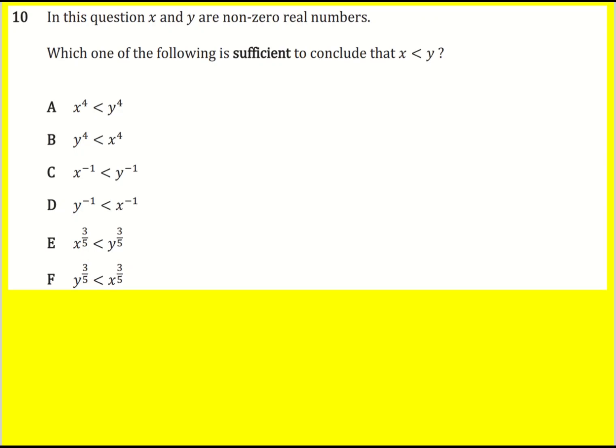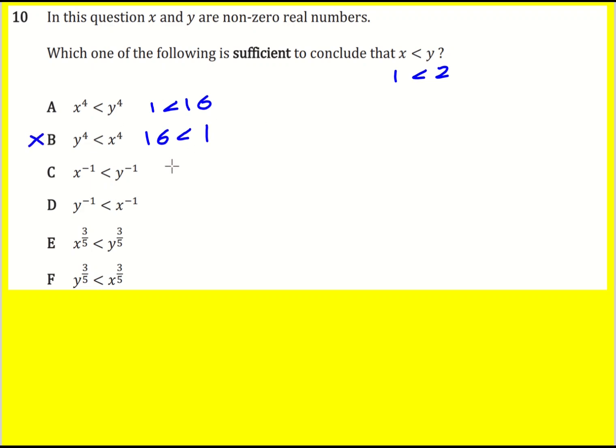Which one of the following is sufficient to conclude that x is less than y? I'm going to do this with some counterexamples. So let's just say that 1 is less than 2. Then over here, when I raise both to the power of 4, I'd get 1 less than 16. All right, that one's okay. But then there's no way this one would be true because I'd have 16 less than 1. So I know that that one is not sufficient.